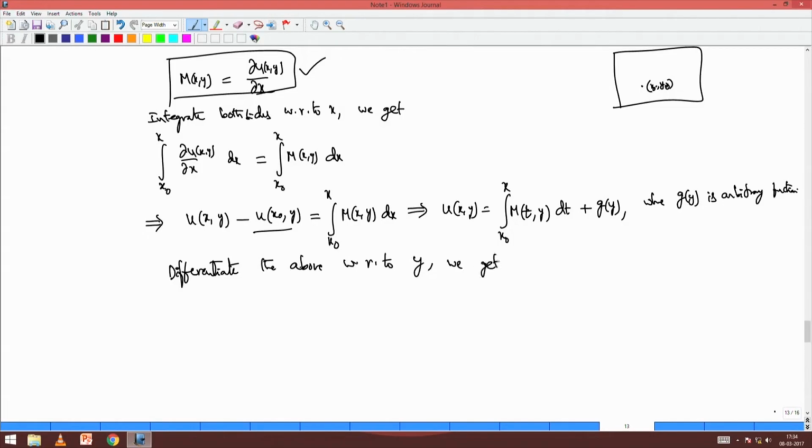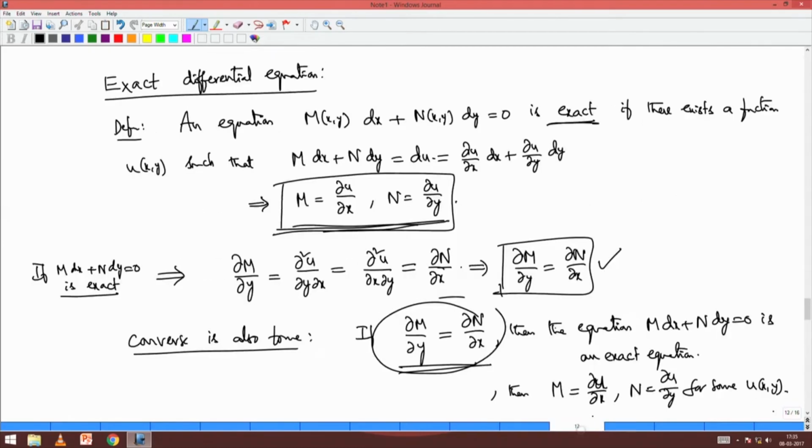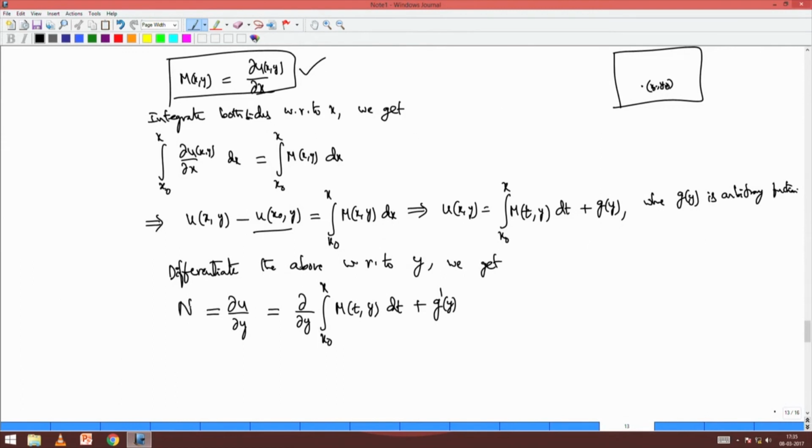We get ∂u/∂y. This is a function of two variables and you are differentiating with respect to y, so ∂/∂y of the integral from x naught to x of M(t, y) dt, plus this part, which is only a function of y, so it is like the derivative dg/dy, so g'(y). Now, ∂u/∂y is like N. So this is actually your N.